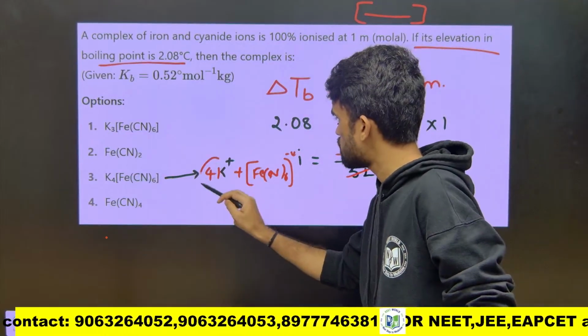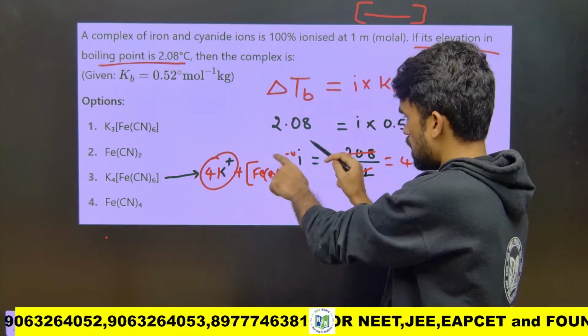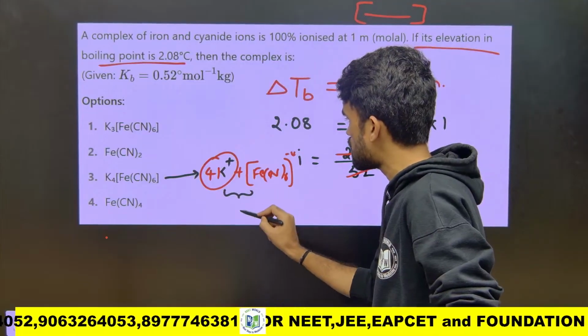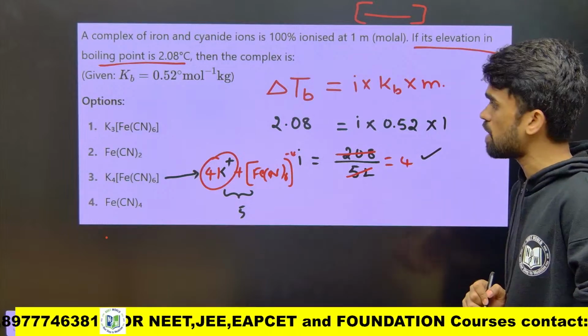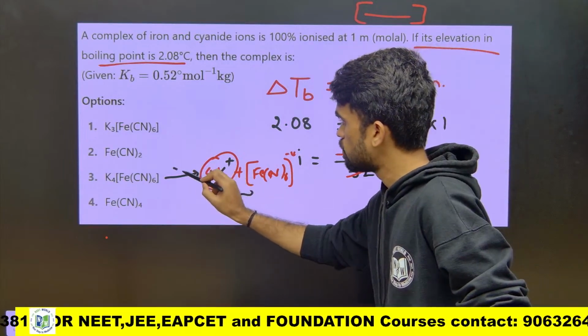4 potassium ions plus 1 complex ion, so totally 5 ions are there here. But what i value did we get? We got 4. So the i factor is 4, so this is not the one. How many should we require?